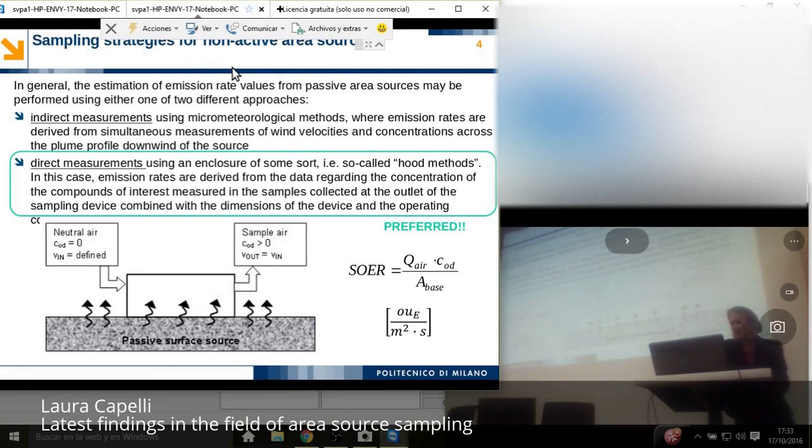Direct measurements are usually preferred. These strategies use an enclosure or a hood of some sort, and in this case, what happens is that the hood is placed over the source to be monitored. Then a natural sweep airflow is sent inside the hood, and the sample is collected at its outlet. Then the emission rate is finally calculated by combining the information about the odor concentration of the sample collected at the outlet of the hood and the geometrical features and operating conditions of the hood itself.